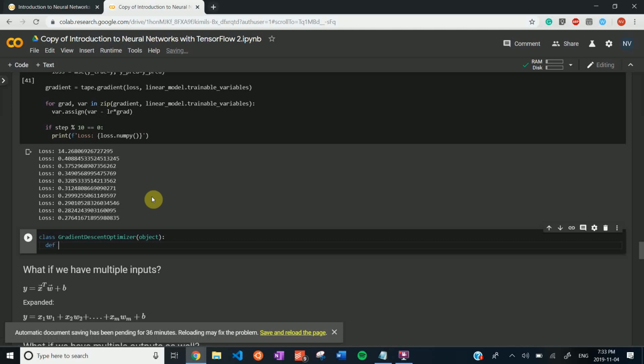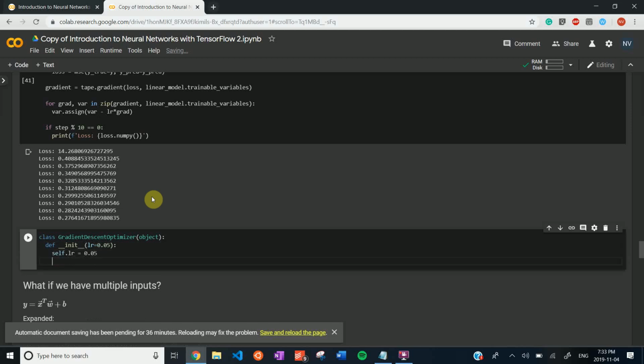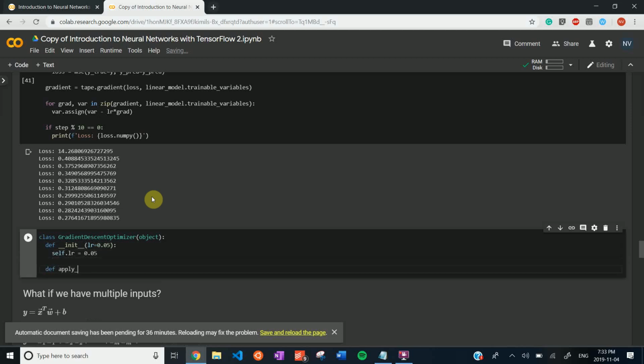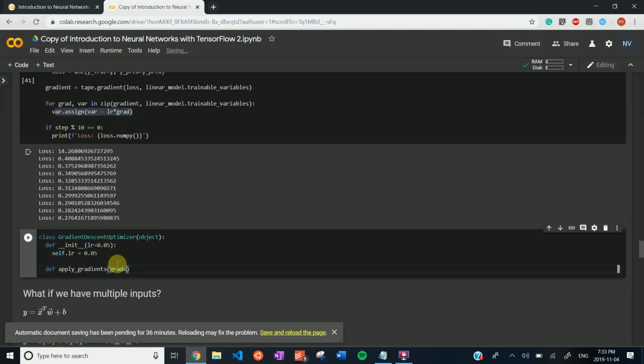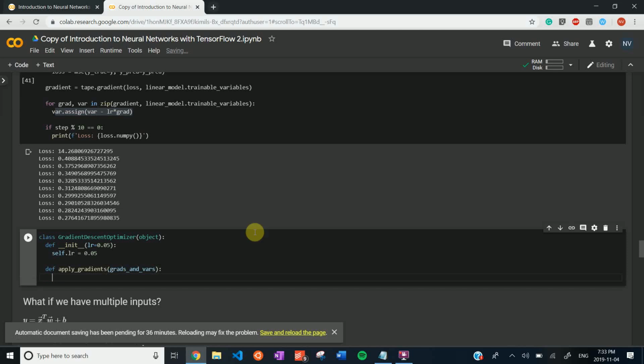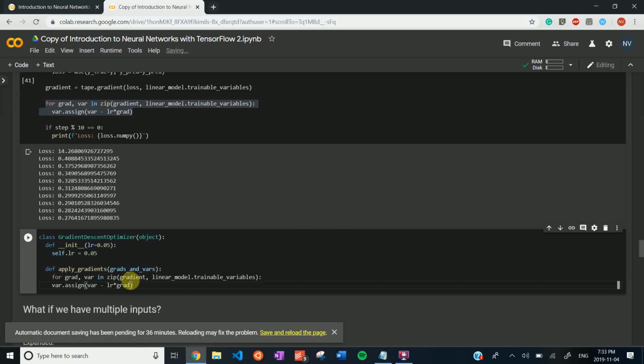It's going to look like the following. So we're going to have some initializer, which just takes in the learning rate. We're going to give it a default of 0.05. And we're going to make a method called apply gradients. And this is essentially going to do exactly this. It's going to take in some gradients and variables. Then do this exact loop right here. And we need a self here.